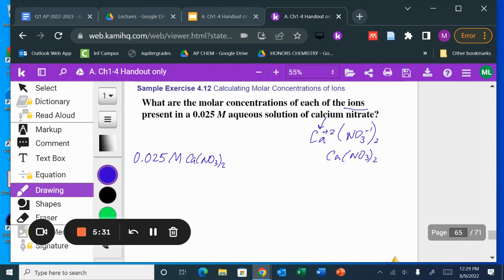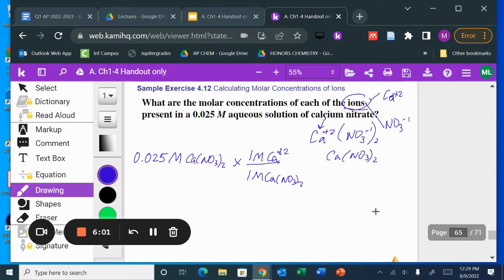Okay, so they're asking what is the molar concentration of each of the ions. The two ions are Ca+2, oops, that's a Ca, and the other one is NO3-1. So it's asking what's the molar concentration of Ca+2. Let's do that one first. Well, for every 1 molar of Ca(NO3)2, how many molar of calcium? It's also 1. Calcium +2 ions.